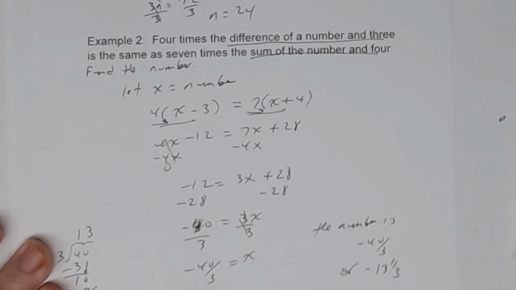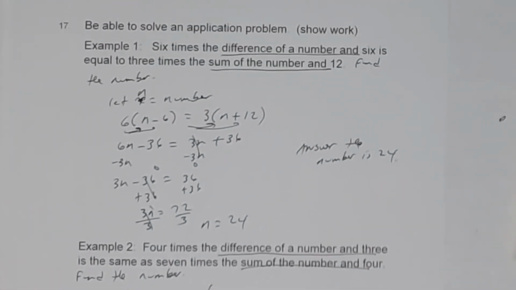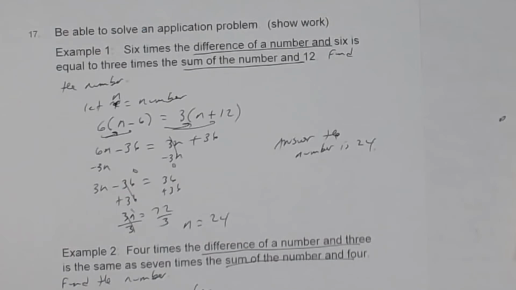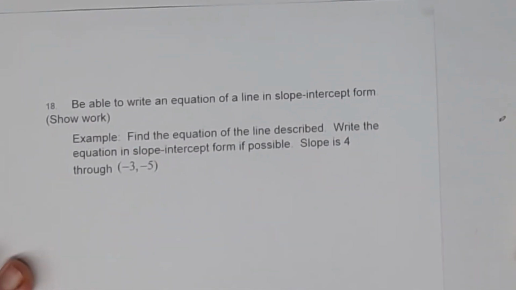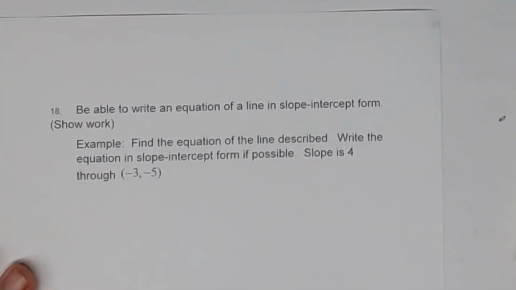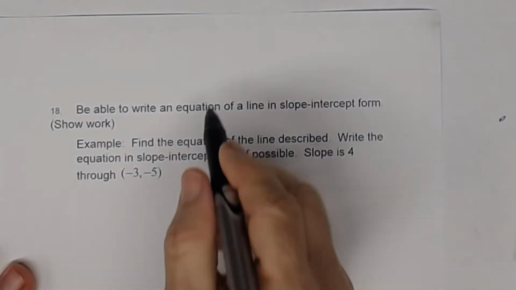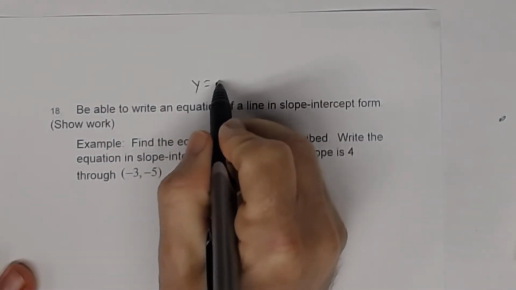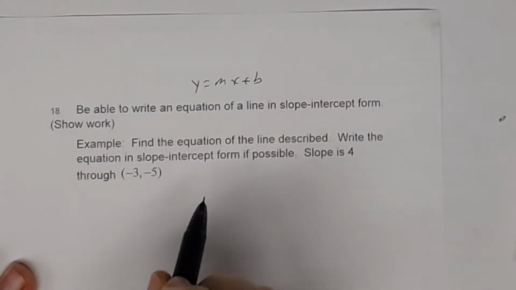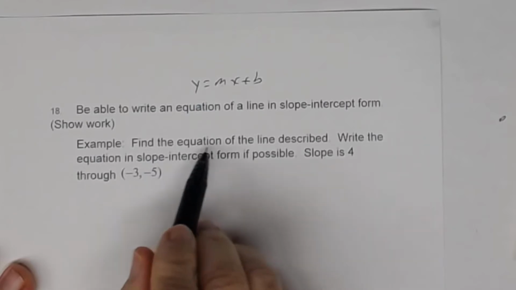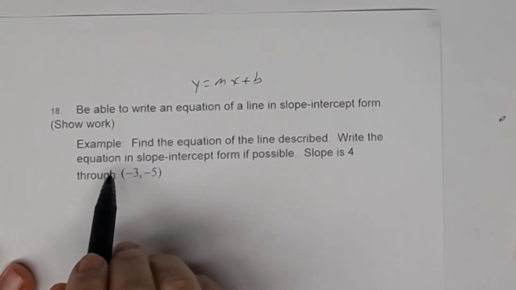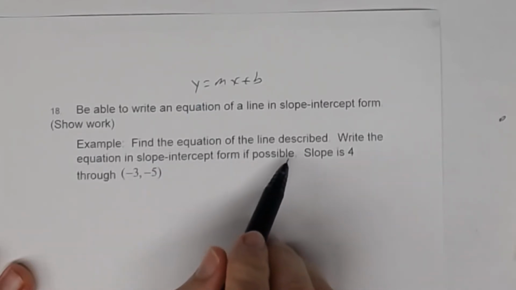Okay? All right. So that was number 17. Okay. Number 18. Be able to write the equation of the line in slope-intercept form. So remember, slope-intercept form means y equals mx plus b. You're going to find the equation of the line described, and write the equation in slope-intercept form.